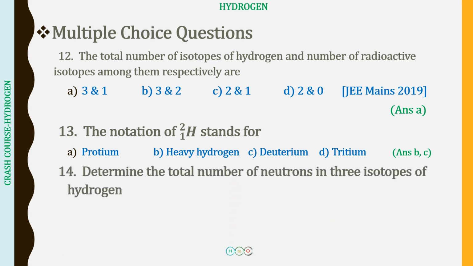The next we have is: determine the total number of neutrons in the three isotopes of hydrogen. Here the choices are 1, 2, 3, 4, and this question was asked in JEE Mains 2020. The correct option is C choice. There are going to be 3 neutrons, 1 for deuterium, 2 for tritium, and there is no neutron present in protium. So in the whole universe, the only atom which does not have any neutron is going to be protium.